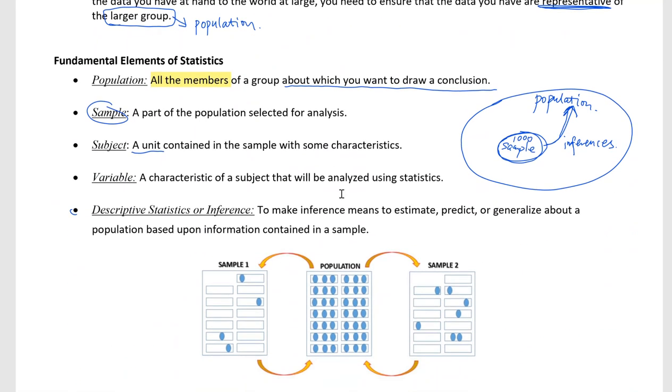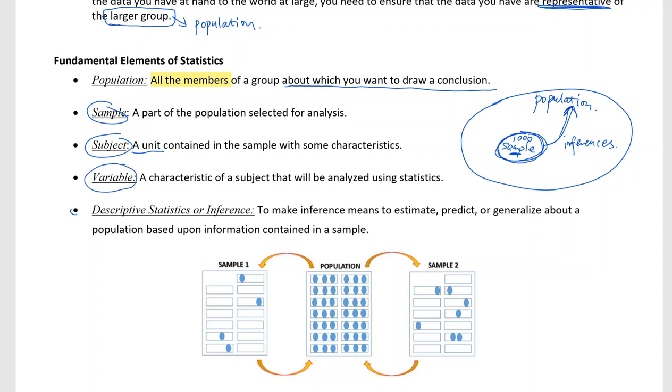So again, in this example, we want to get the average yearly income of United States citizens. Then we randomly select 1,000 citizens from this big population. Then each citizen in the sample is called a subject. Right? Good idea? Alright, so next we'll talk about variable.